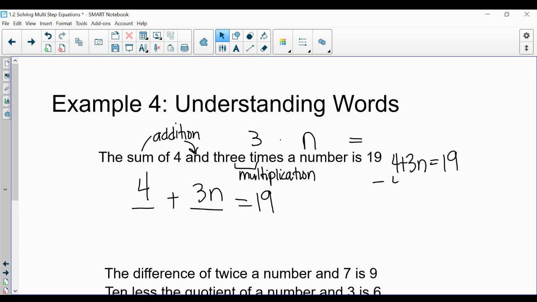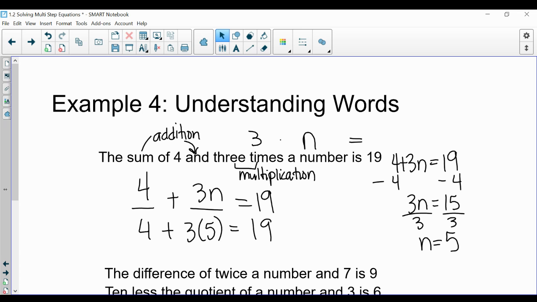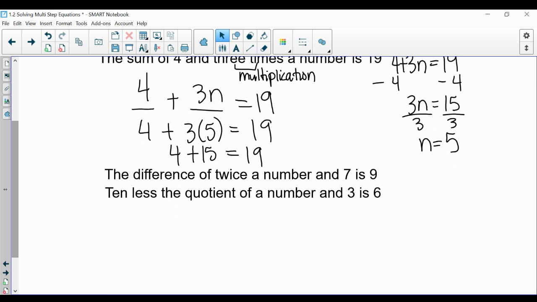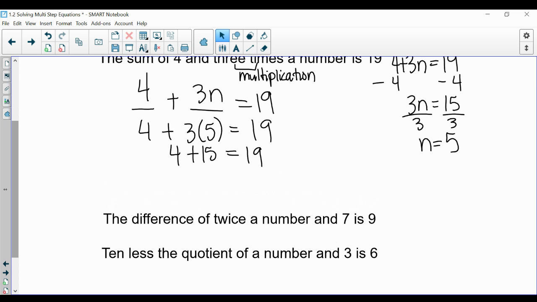So again, I'm going to use subtraction first. So 3n is equal to 15. And then I'm going to just divide by 3. So n then is equal to 5. So 4 plus 3 times 5 equals 19. 4 plus 15 equals 19. That checks. So 19 is equal to 19. That checks. All right, that was so fun.